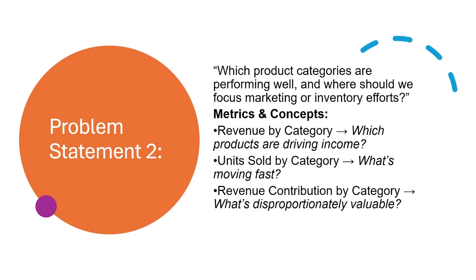Problem statement 2. Which product categories are performing well and where should we focus our marketing efforts or inventory efforts? To answer these questions, we would like to display certain metrics, and these would be revenue by category, units sold by category, and revenue contribution by category.